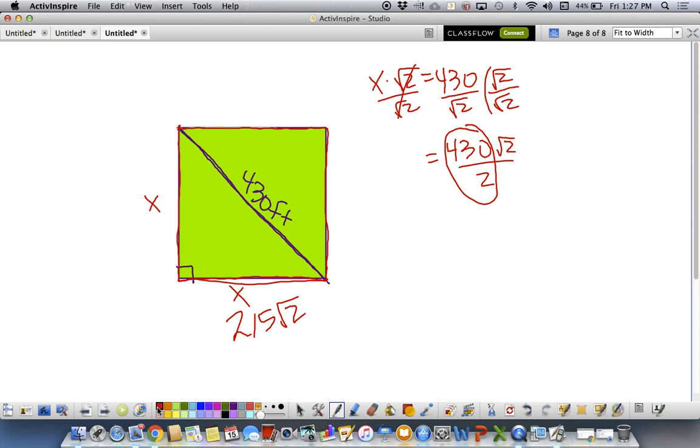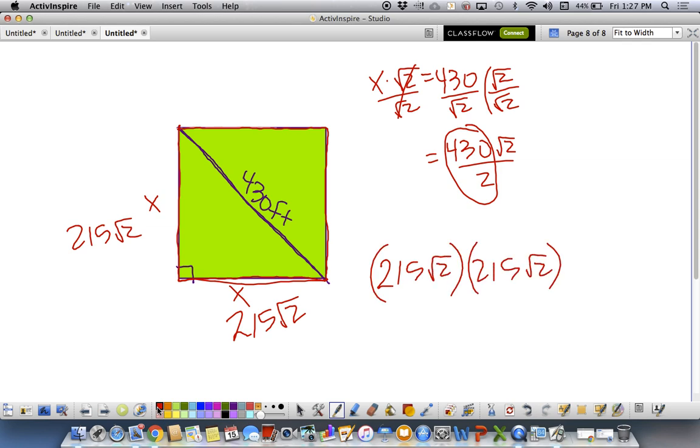And then at one point they asked for the area. Could you find the area of this shape? 215 square root 2 times 215 square root 2. Can I ask you a question? Can you multiply 215 square root of 2 times 215 square root of 2? Yes. Like 215 times 215, but without square roots. You get 92,450. Square root of 2 times square root of 2 is simply 2, because you can combine these pieces.